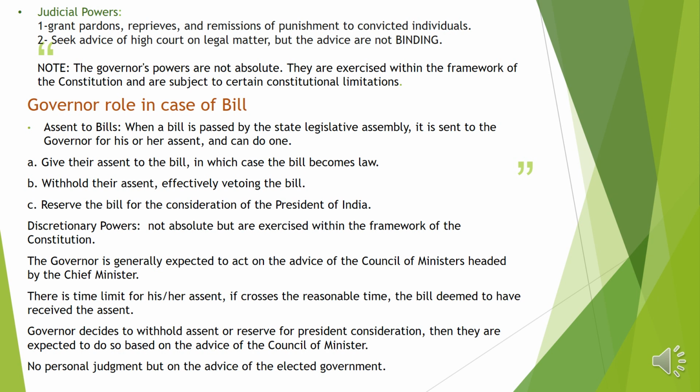Assent to bills. When a bill is passed by the state legislative assembly, it is sent to the governor for his or her assent. The governor can do one of the following. A. Give their assent to the bill, in which case the bill becomes law. B. Withhold their assent, effectively vetoing the bill. C. Reserve the bill for the consideration of the President of India, if the bill concerns a matter that requires the President's approval. In this case, the bill is not enacted until the President gives their assent.